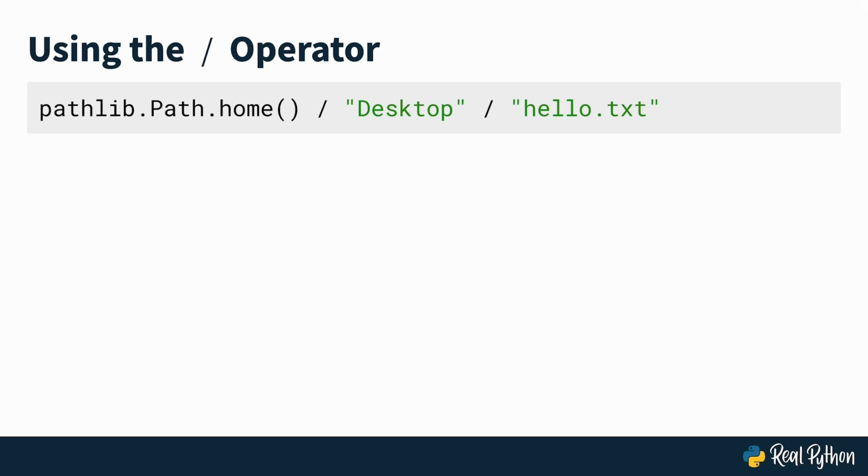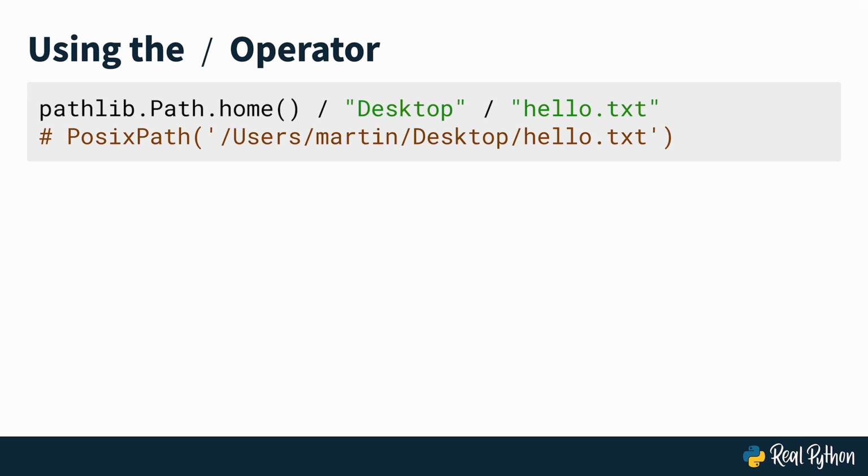The third way to create a path object is using the / operator. I can do something like typing pathlib.Path.home and then concatenate another string by just using this operator that is a / followed by a string. And you can continue doing this basically forever, as many pieces of the path as you want to add. In this example, if you concatenate desktop and then again with the / operator, the string hello.txt, then again, you get this path object with the value that you've seen before, Users, Martin, Desktop, hello.txt.